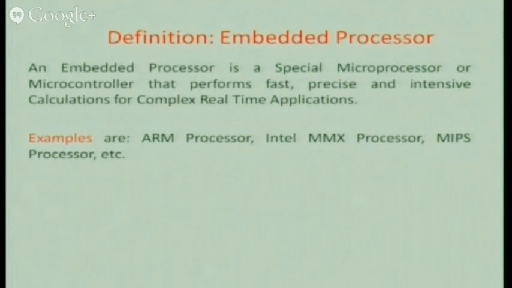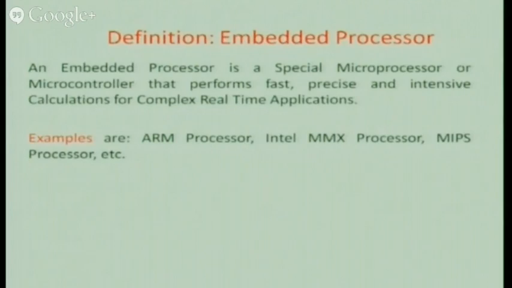Now, ARM stands for Advanced RISC Machine. We will go into the nitty-gritty of these technologies also. ARM is the Advanced RISC Machine, Intel MMX is the multimedia processor, and MIPS is microprocessor without interlocked pipeline structure. Here M stands for microprocessor, I stands for interlocked, without interlocked, and P stands for pipeline structure.